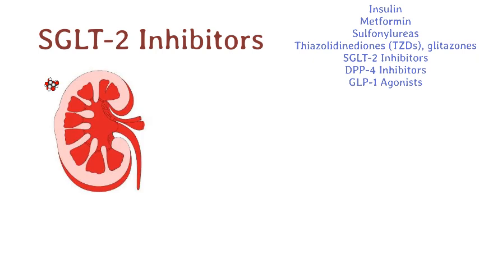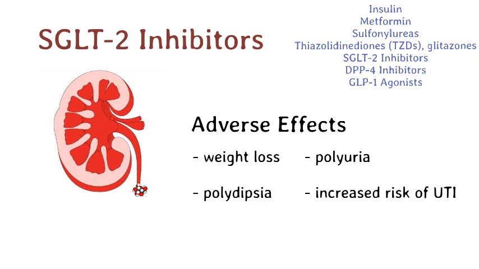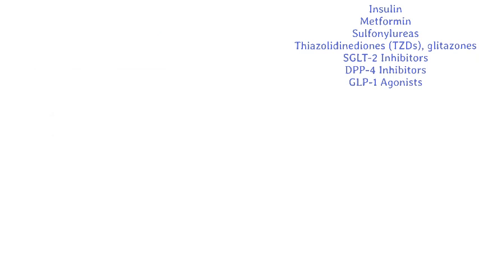SGLT2 inhibitors prevent the reabsorption of glucose in the kidneys via sodium glucose transport receptors. This allows for excretion of glucose through the urine. Because of this, patients may experience weight loss, polyuria, polydipsia, and are at increased risk of urinary tract infections. It is prescribed alongside diet and exercise to control blood glucose levels and can also be combined with other anti-diabetic drugs such as metformin.